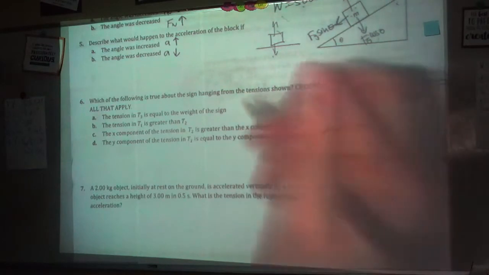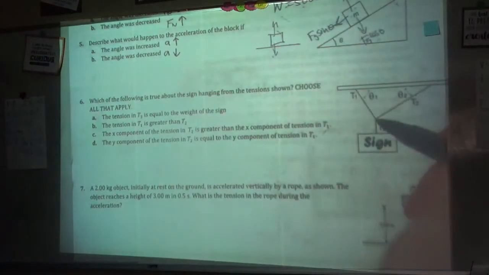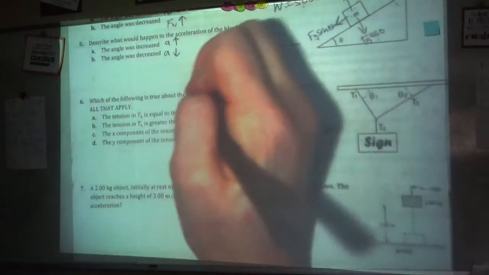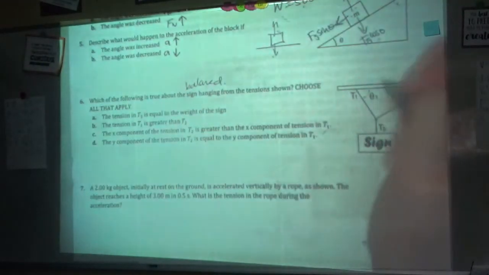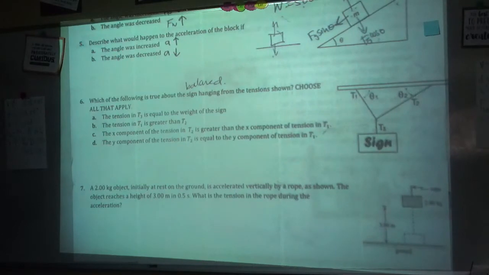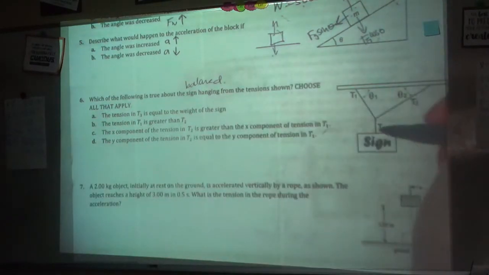We are choosing all that apply. The sign is just hanging there, which means that the forces are balanced. So they are in equilibrium. The net force in x and y direction would both be 0. A is saying the tension in T3 would be equal to the weight of the sign.